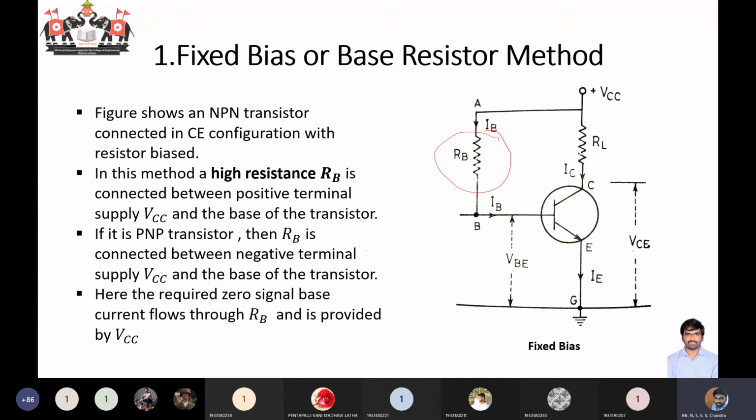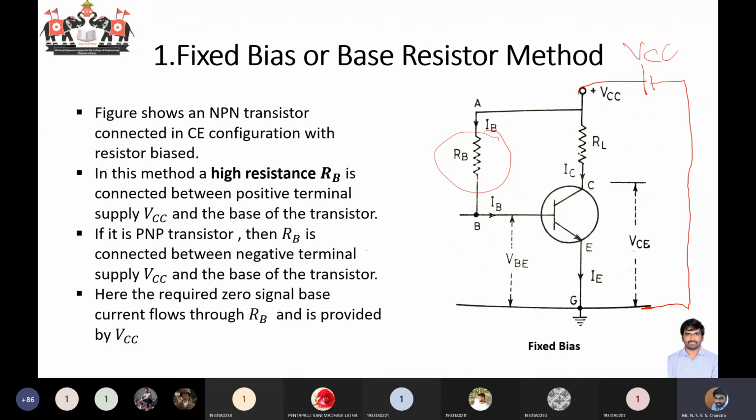Although in this circuit only one terminal is shown, you know that every power supply has two terminals, one positive and one negative. If you are showing plus VCC, you should assume that it is connected to the positive terminal of the supply, and the negative terminal is connected to the ground. The negative terminal is always connected to the ground. So this is your actual VCC.